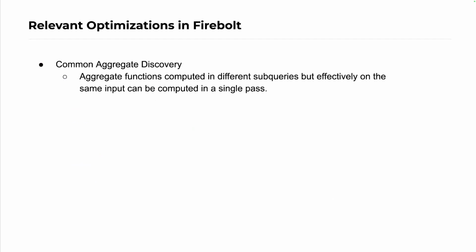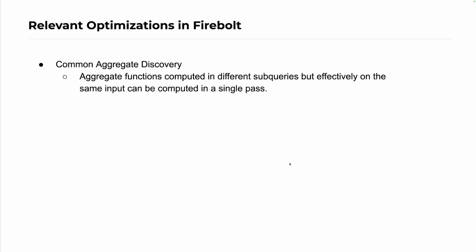This example motivated us to implement the following optimization. We call it common aggregate discovery. In the example, we have multiple aggregate functions computed on the same input, but for some reason, they're spread in different places in the plan. But they could just be computed on the same input in a single pass.